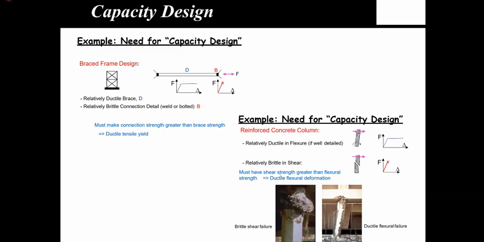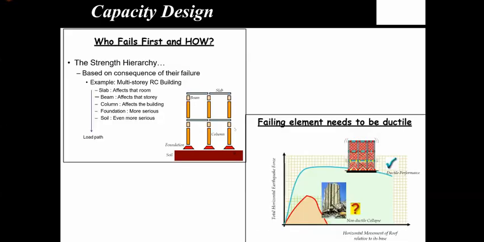So what it means is, in any case, I should avoid shear failure, and I should make sure I have a nice flexural yielding in my RC column or beam, right? That's the whole idea behind it. So now it comes to a question: who has to fail first and how? That's where your strength hierarchy comes into play.